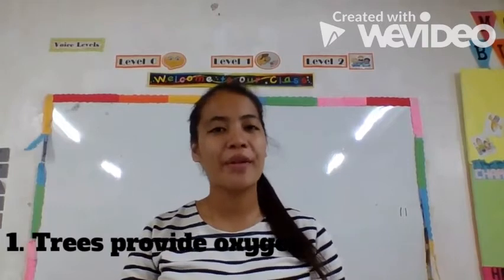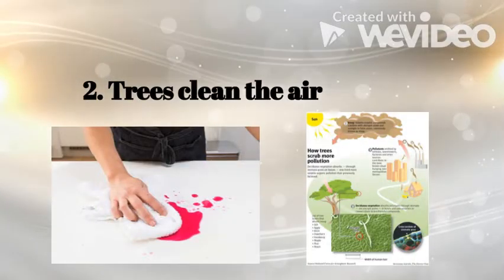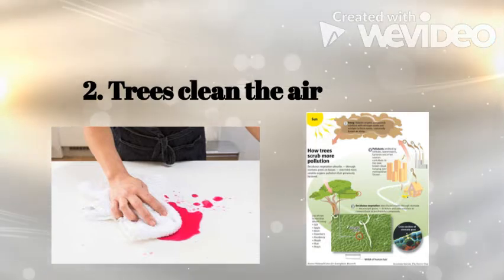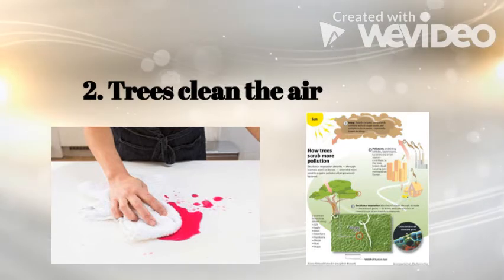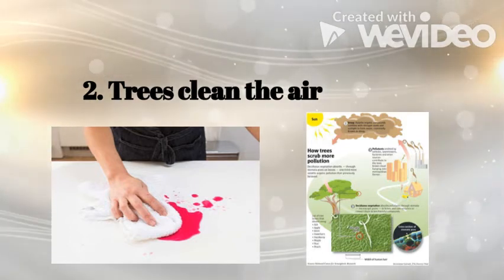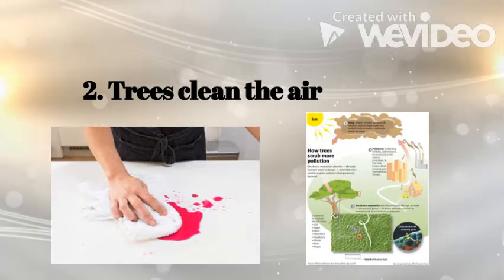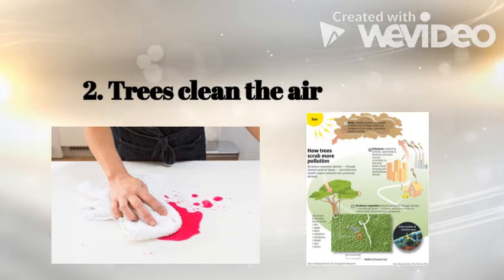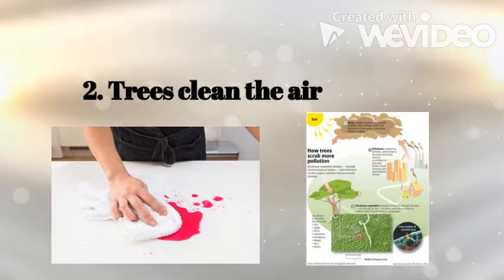Next, we have number 2. Trees clean the air. Imagine a dry towel, class, absorbing the water that has been spilled on a table. Trees act that way. Yes, you heard it right. They absorb pollution and provide cleaner air. So this will only happen, class, if there are more people planting trees than those causing pollution.